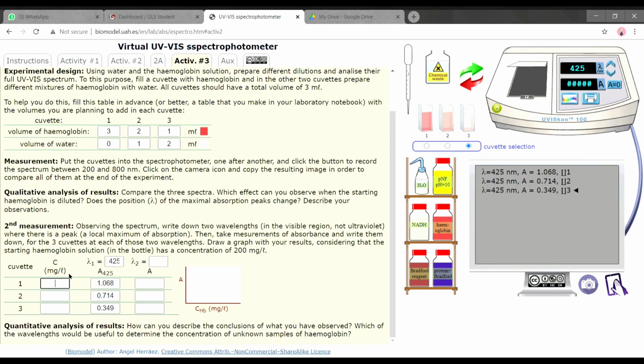We use the formula of C0V0 equal to CdVd, so we get the first cuvette. The concentration for the first cuvette is 425. The second one is 283.33, and the last cuvette is 141.67. So after we got all the value we need, then we proceed to do the graph C versus A.